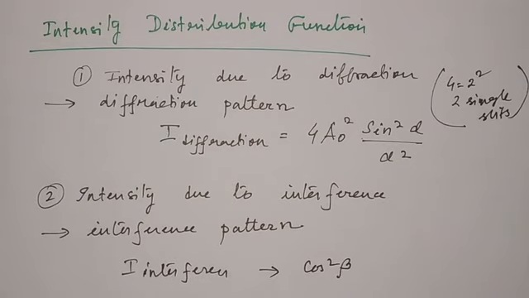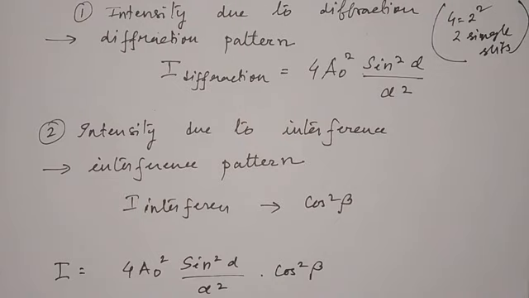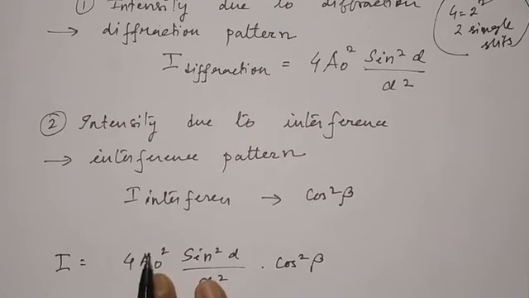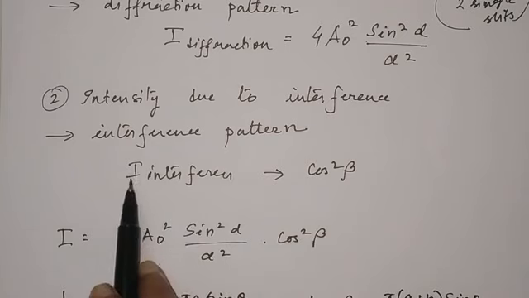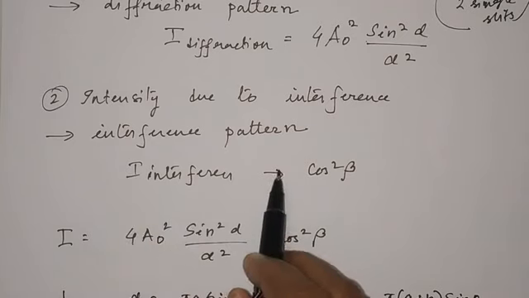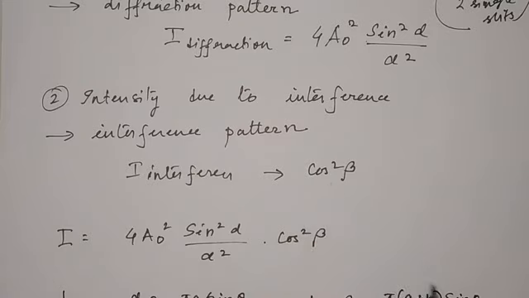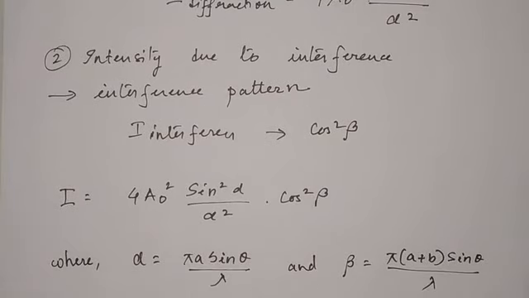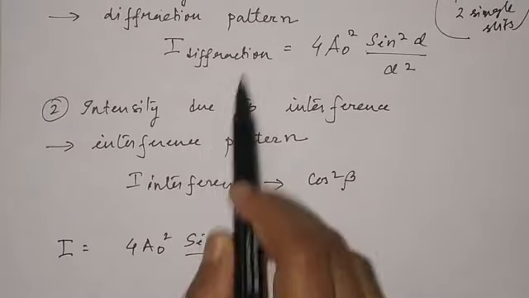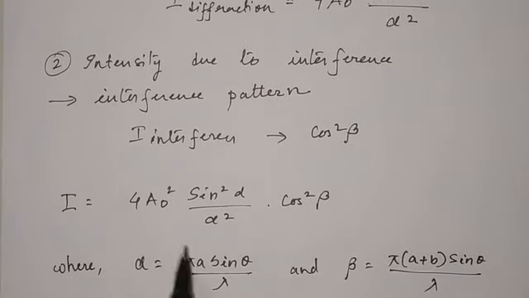Okay, and the second factor on which the intensity distribution function will depend is the interference, right? So the intensity due to interference will depend on the term cos square beta. So what will be the net intensity at any point? It is given by the product of these two factors. So I equals 4a0 square sine square alpha by alpha square into cos square beta.